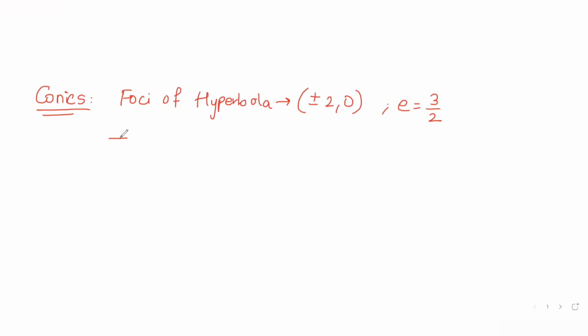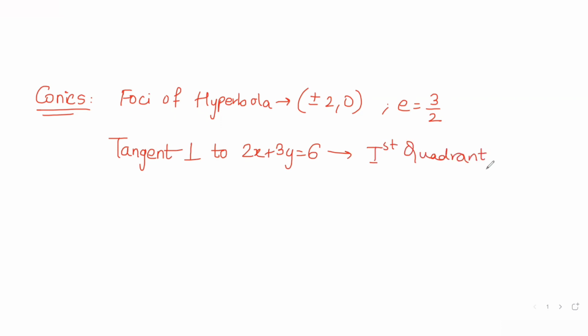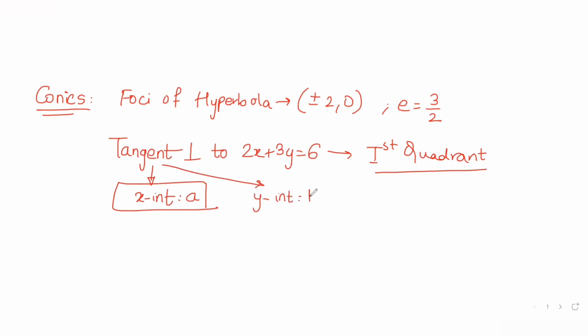A tangent which is perpendicular to the line 2x plus 3y equal to 6 is drawn on the hyperbola at a point in the first quadrant. So that tangent is drawn at a point in the first quadrant of the hyperbola. Further, we have been told about the intercepts made by the tangent on the x and y axis. The x intercept is given to us as small a, and the y intercept is given as small b.